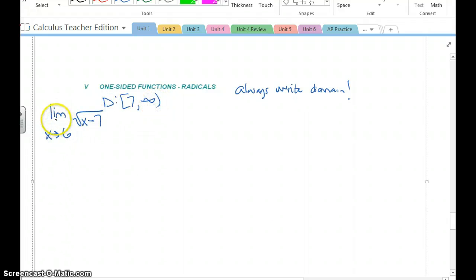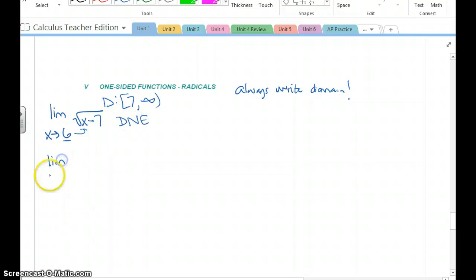So if I were to plug 6 in, again, always just try substitution. I plug in 6 here and I get a negative number. So obviously I know I can't take the square root of a negative number anyway, but I can go ahead and see, once I've written the domain, that 6 isn't even in the domain, so this limit doesn't exist because the graph doesn't even exist there.